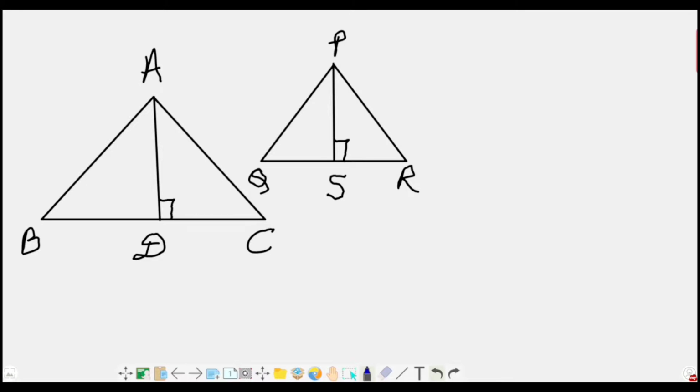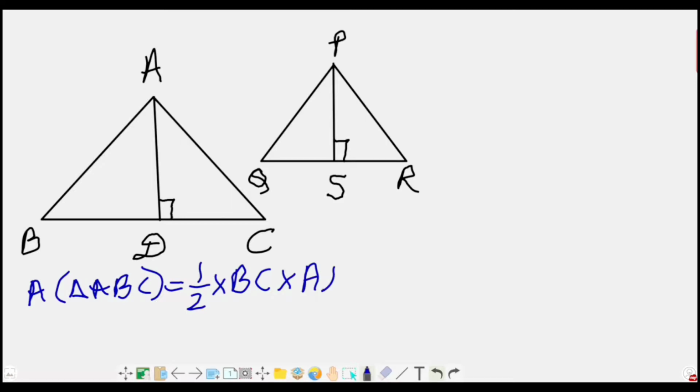In triangle ABC, AD is perpendicular, so it is the height of triangle ABC. In the same way, in the second triangle, PS is the height. Now you know the general formula for the area of a triangle: half into base into height. If I take the area of triangle ABC, then it will be half into base BC, correct? And height is AD.